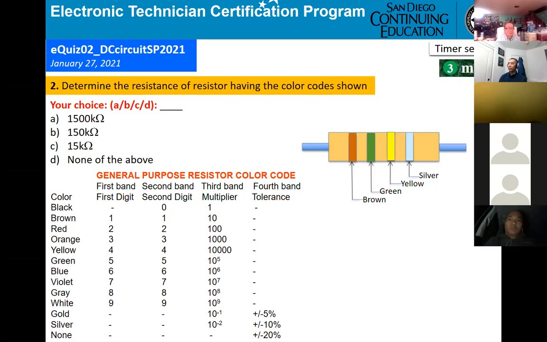Did you know they already changed the name for this program? Before, it was San Diego Community College Continuing Education, now it's San Diego College of Continuing Education. So they try to bring it up to be the same as the City College.